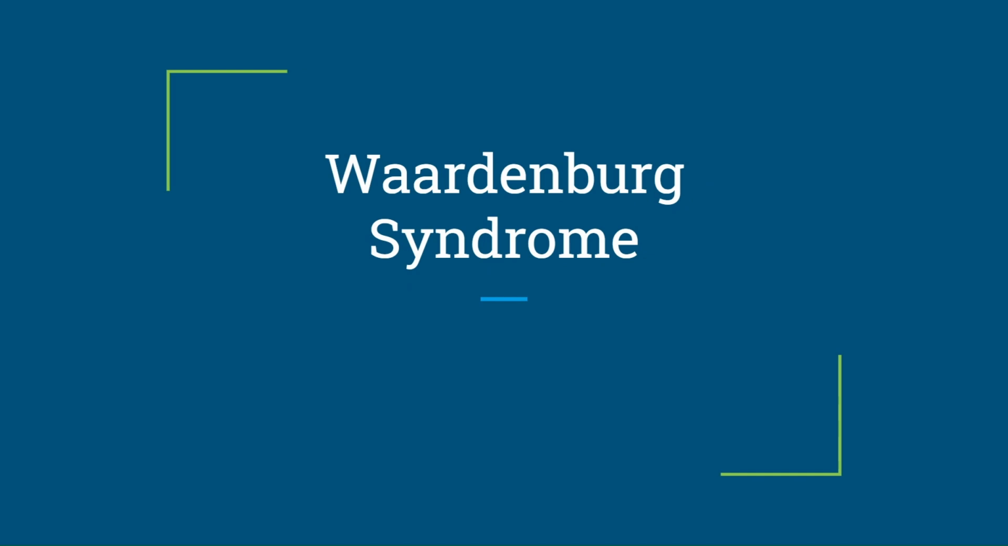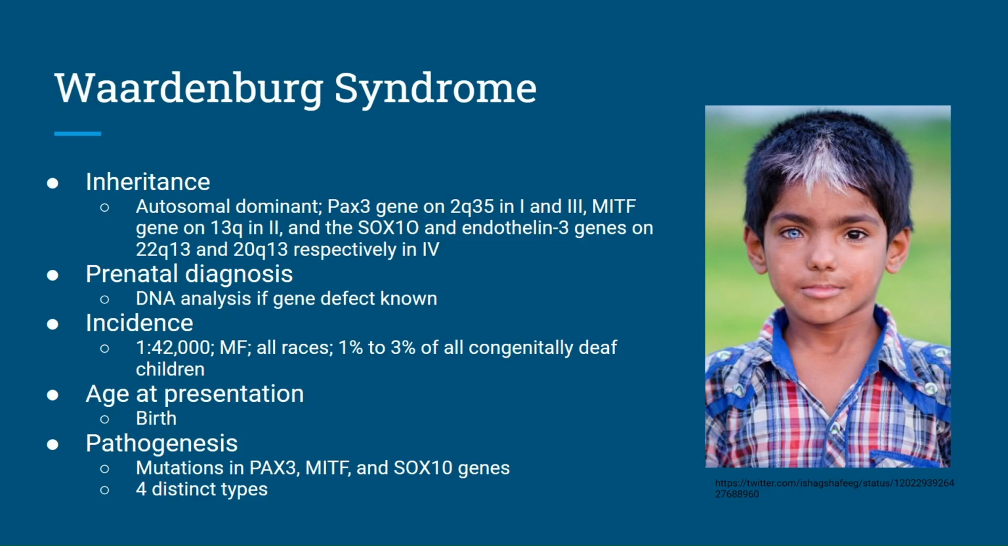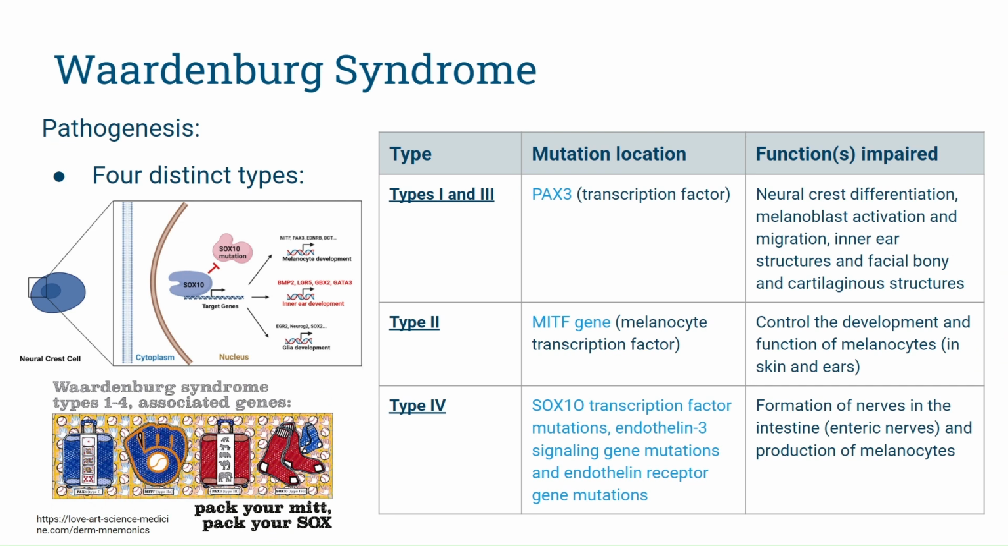Moving on, we have Waardenburg syndrome here. Waardenburg syndrome is an autosomal dominant PAX3 gene mutation. Other genes are implicated though, including the MITF gene and the SOX10 gene, as well as the endothelin 3 genes, respectively. So there are 4 distinct types. The 4 types of Waardenburg are listed here: types 1, 2, 3, and 4, and the genes implicated are associated with them. So you'll notice type 1 PAX.